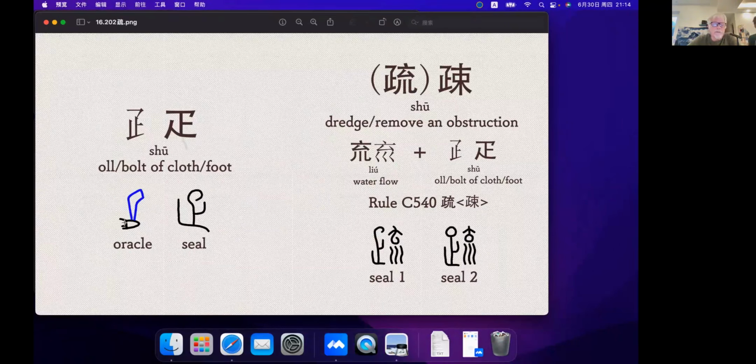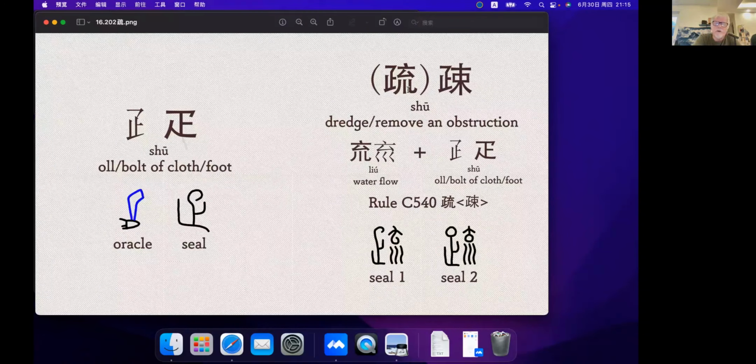This is maybe a more clear picture of the shu. Shu means to dredge or to remove an obstruction. On the right-hand side, you see a liu. Ordinarily, you would have a phonetic on the right-hand side, but this appears to be what's called a hui-yi-zi. So liu, you see what is an upside down child and what appears to be hair coming out. I think we explained this character before. It's amniotic fluid and it describes something that is flowing.